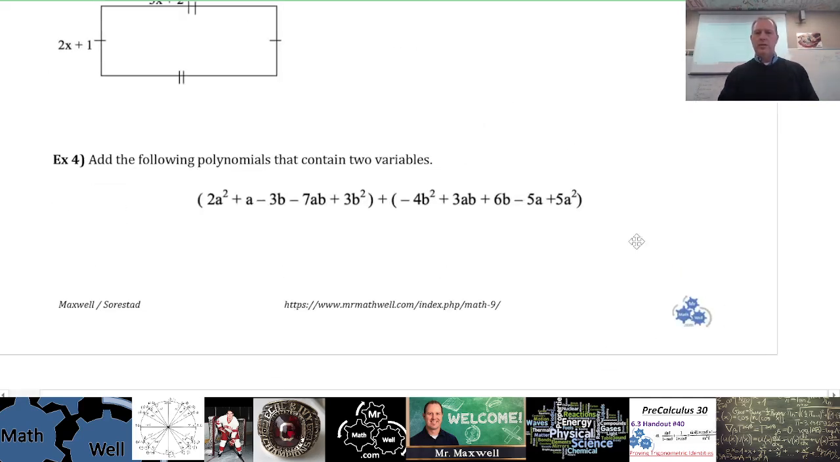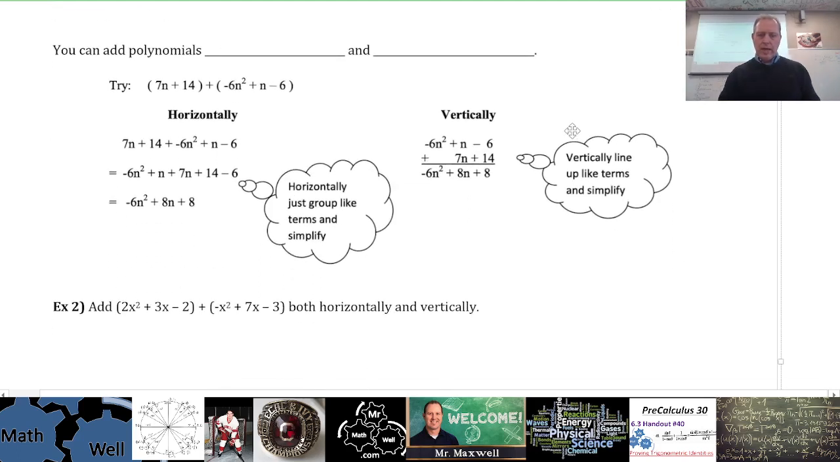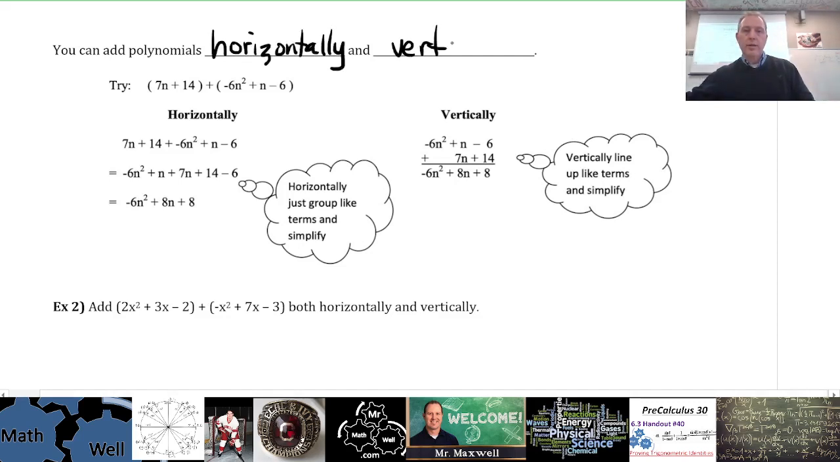So let me make this just a bit bigger for you. Okay, so the blanks are you can add polynomials horizontally and vertically. So we're going to write those in. Horizontally and vertically.